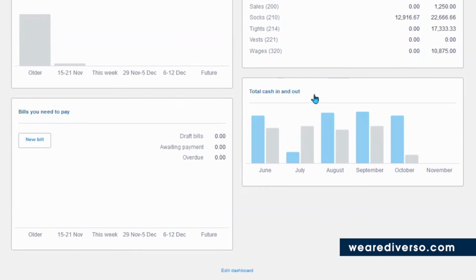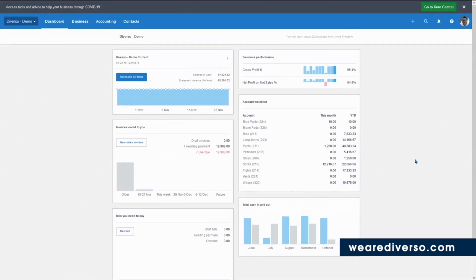And here, finally, we have the total cash in and cash out, which is a cool little graph showing cash movement in and out of the business linked to the bank account. Now, don't get this confused with profit. It's not the same, but it's good to see the cash flow movement and how much cash your business needs on a monthly basis. And that is the Xero dashboard.